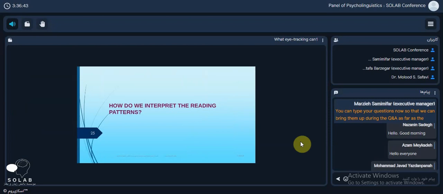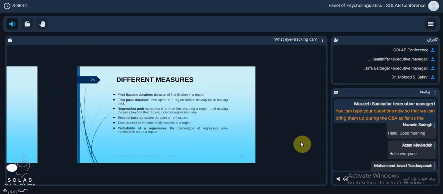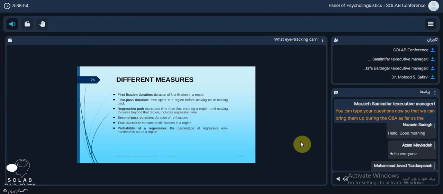Now you know some components, some features of eye tracking. How do we interpret these components? What does it mean, these different measures? First fixation duration means the duration of the first fixation in a region. First pass duration is the time spent in a region before moving on or looking back. Regression path duration is the time from first entering a region until moving the eyes beyond the region, and it includes regression time.